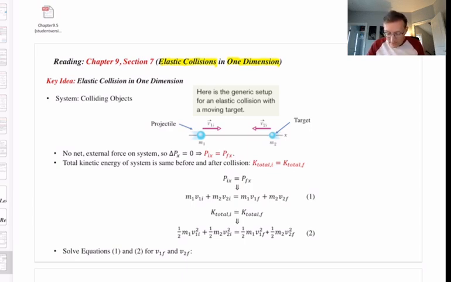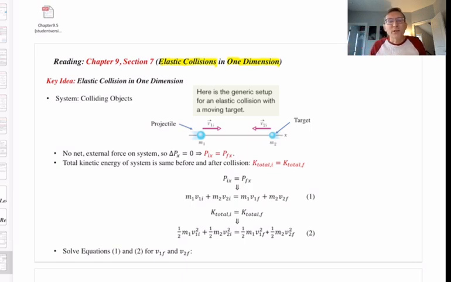Okay, so here is a picture of what we're generally assuming, what we're going to be focusing on. We have two colliding objects. Object 1, particle 1, object 2, particle 2. And the diagram shows them moving along an x-axis. The convention that this book uses is to call one of the particles a projectile and the other particle the target. Those names are really not that important, but that's what this book uses.